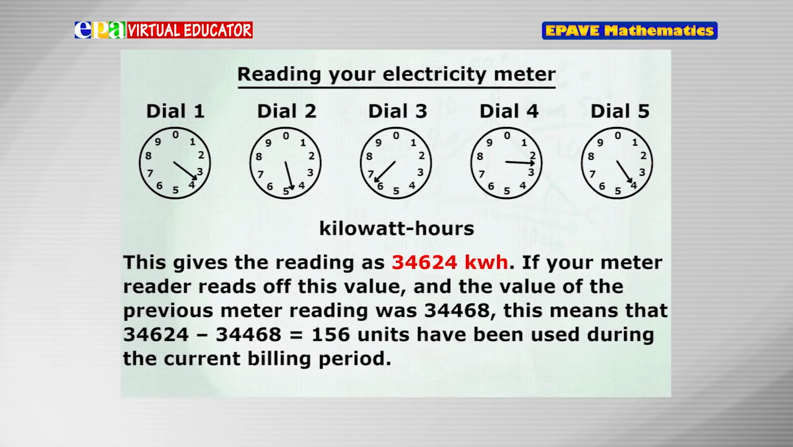34,624 kilowatt hours. If your meter reader reads off this value, and the value of the previous meter reading was 34,468, this means that 34,624 minus 34,468 equals 156 units have been used during the current billing period.